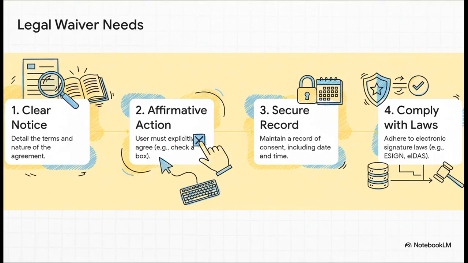There are 4 things that are totally non-negotiable. First, clear notice. The person signing has to see exactly what they're agreeing to, no hidden text. Second, affirmative action. They have to actively do something, like checking an I agree box to show they consent. Just hitting the submit button is not enough. Third, you need a secure record, basically an unchangeable receipt of their agreement with a timestamp. And finally, the whole thing has to comply with local e-signature laws, like E-SIGN in the US.